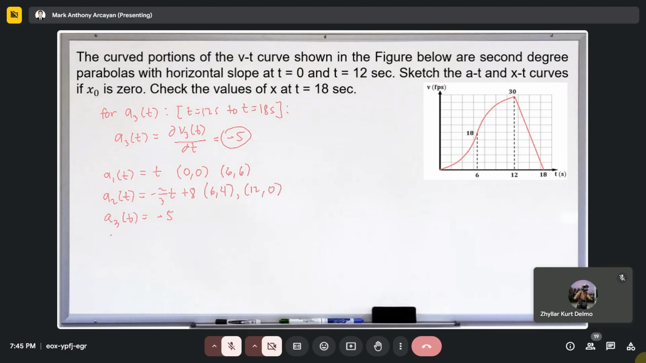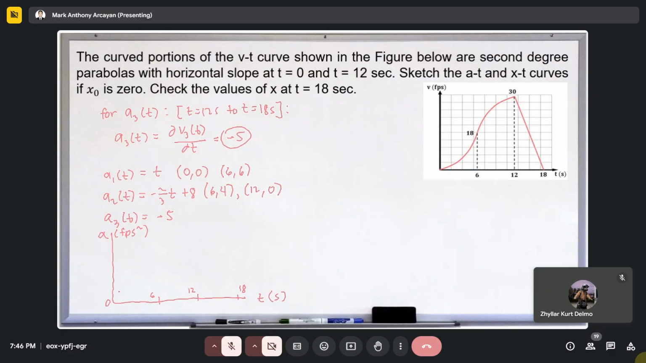Now, let us sketch the a-t curve. This is A, this is t in seconds. A is in ft/s squared. Okay. Then we make three partitions: 0, 6, 12, and 18.